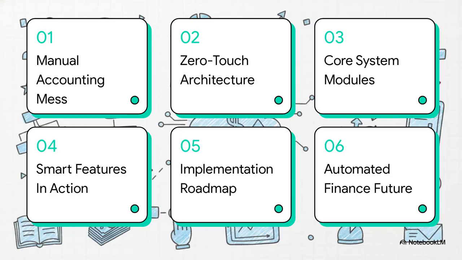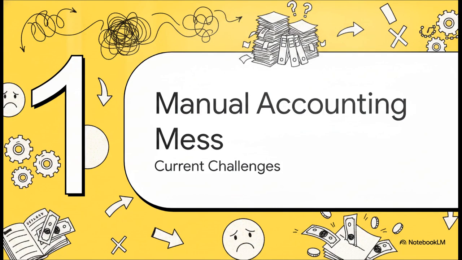So here is our roadmap for today. We'll start with 1, the manual accounting mess, then 2, designing zero-touch architecture, 3, the core system modules, 4, smart features in action, 5, the 3-phase implementation roadmap, and finally, 6, the automated finance future. Let's kick things off with Section 1, the manual accounting mess.